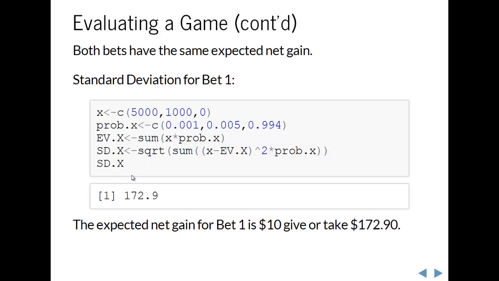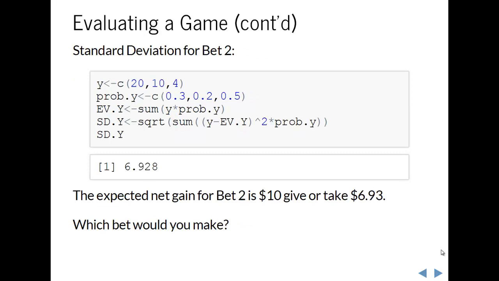While the expected gain is the same as bet 2, we can see that there's a lot of variability here. But let's wait and see how this compares to bet 2. The expected net gain for bet 2 was $10, but give or take $6.93. Now that you have a more clear picture of the money that you are likely to gain by making each of these bets, you can make a more informed decision about which bet you would like to make. What do you think?